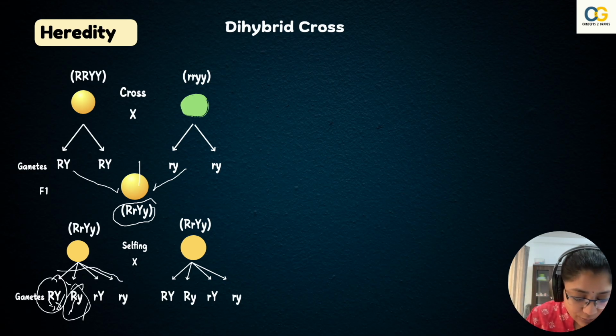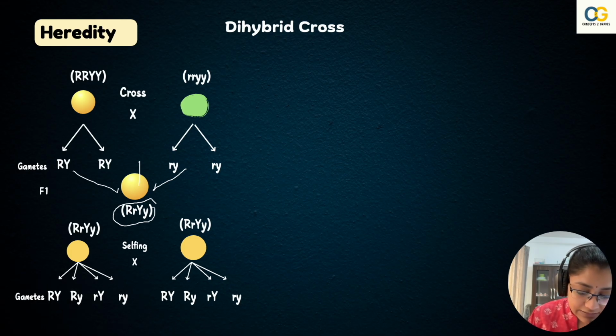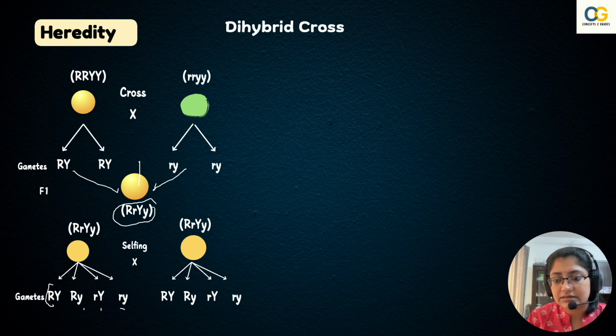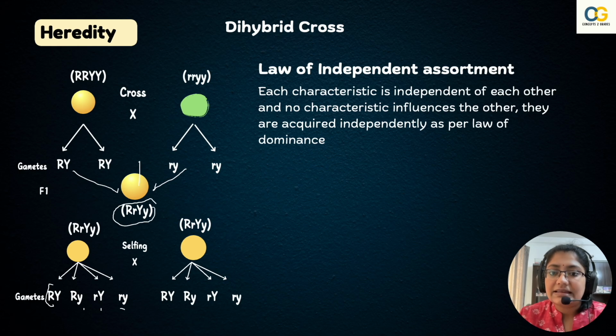So what are all the 4 possibilities that are present? You have round yellow, round green, wrinkled yellow and wrinkled green. So you get all the characteristics in the gametes which we are trying to observe. So this is what the law of independent assortment was. Each characteristic is independent of each other. No characteristic influences the other. Same logic: just because someone has curly hair, it is not a rule that they will have a round face. Similarly, just because it is round, it doesn't mean it will be yellow.